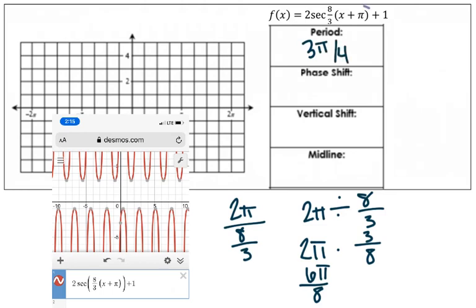Phase shift is what's happening inside the parentheses. Because it's a plus, that's going to be to the left pi. Vertical shift is what's at the very end. So that has moved up 1, which makes the midline y equals 1.